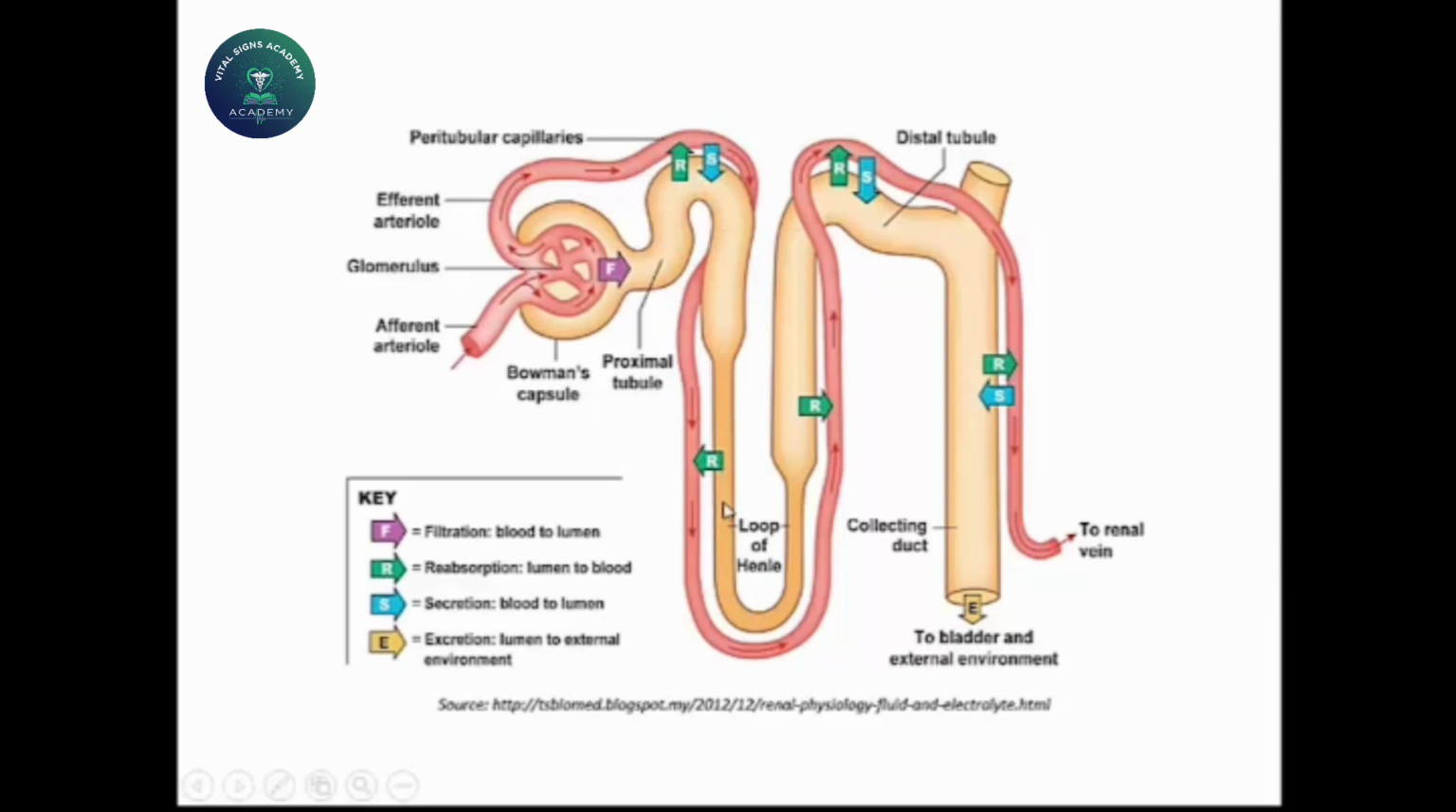Further, the filtrate passes through the loop of Henle. Here, certain substances are reabsorbed back into the blood. Again, in the DCT or distal tubule, there are certain substances which are reabsorbed and certain substances are secreted. The same process follows through the collecting tubules. Certain substances are secreted and reabsorbed. The final product, that is urine, passes on towards the bladder to be released out of the body.